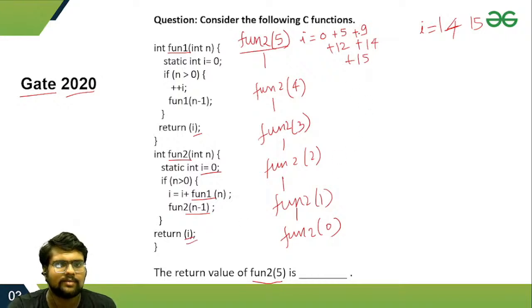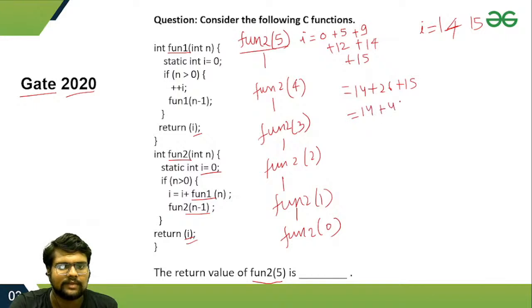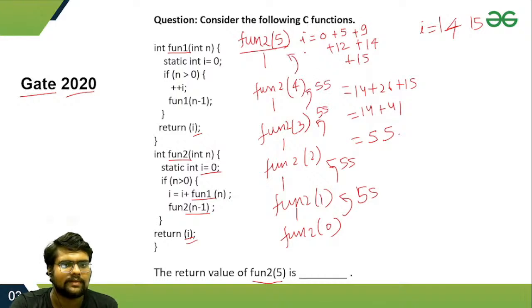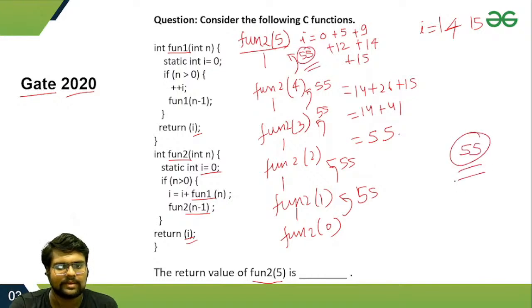So the value of I is 5 plus 9 plus 12 plus 14 plus 15. Let me add all this. 9 plus 5 is 14, 12 plus 14 is 26, plus 15 is 41. So it is 14 plus 41, that is 55. So 55 will be written here. Again 55 will be written here, again here, again here, and again here. So the correct answer for this question is 55. So here our answer will be 55.